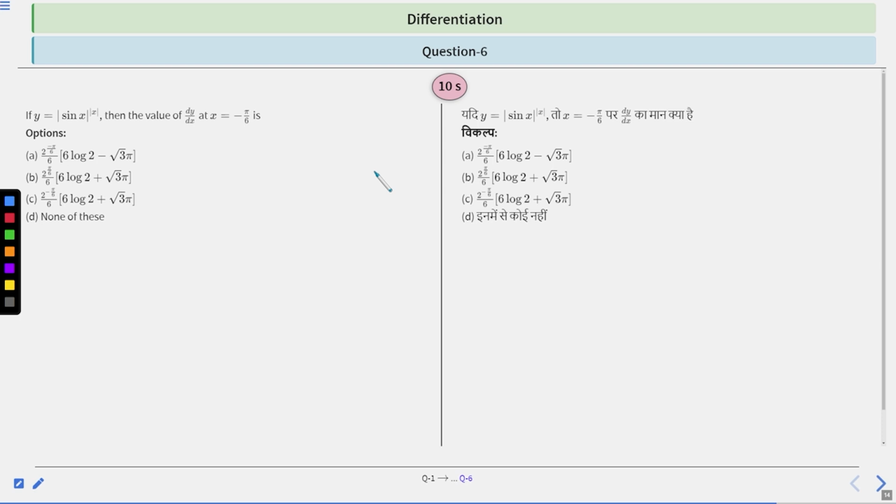See, y is given as |sin x|^|x|. So we can break this function as a piecewise function, and since this is in power, we can take log also. After differentiating both sides, we will get the required value of dy/dx, and after finding dy/dx, we will put x equal to −π/6 to get the required answer. So you have 10 seconds to solve this question. After 10 seconds, we will discuss the solution.